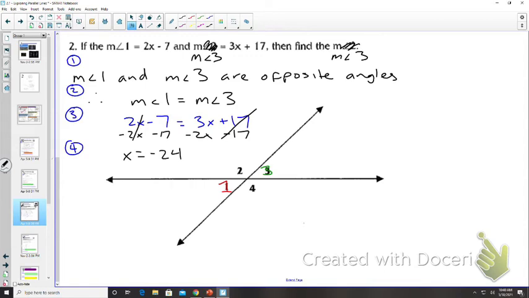Now that you have solved for your x, you're going to substitute that into whatever you're trying to look for. So here we're looking for the measure of angle 3. So it's going to be 3x plus 17, and we're substituting in x equals negative 24. So 3 times negative 24 plus 17 is equal to what? 24, 48, negative 72 plus 17, negative 55. You guys have the calculators.